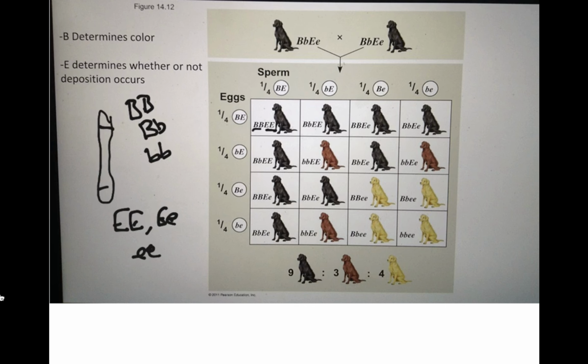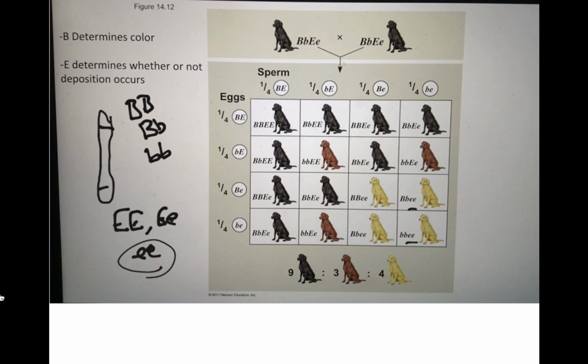If you have a brown coat, you have two lowercase b's, which are recessive, so it's a brown coat, and two capital E's, which again says yes, we are going to deposit that color. Even if you're heterozygous, if you have a capital E at all, even if it's just one of them, you're going to deposit that color into the coat. Now, if you want a yellow lab retriever, the only way you can have that is if your E for deposition is two lowercase, homozygous recessive, this one right here.